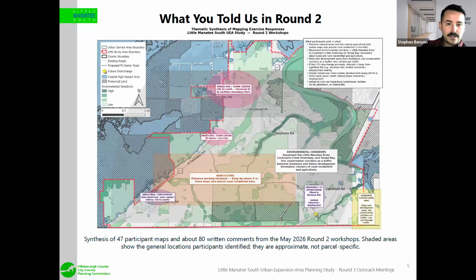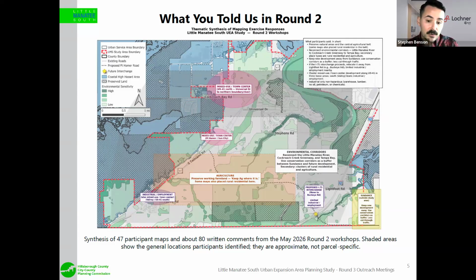So looking briefly at what we heard from the round two workshops, this map is an attempt to take all of the different comments and all the different dots that were placed and try to reflect them as best as we could. It's a synthesis. And so what participants from the round two process said, in short, is really focused on the top right in the white box. So we heard that you want to preserve natural areas and create a wildlife corridor, preferably that connects the Little Manatee River to the Cockroach Creek Greenway, which already exists as a preserved land.